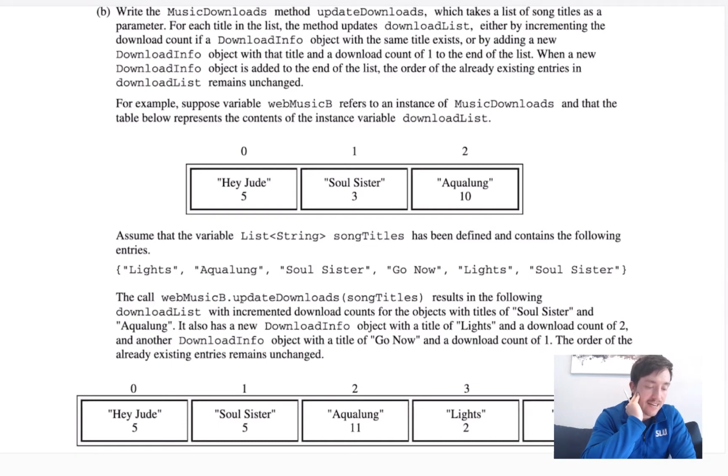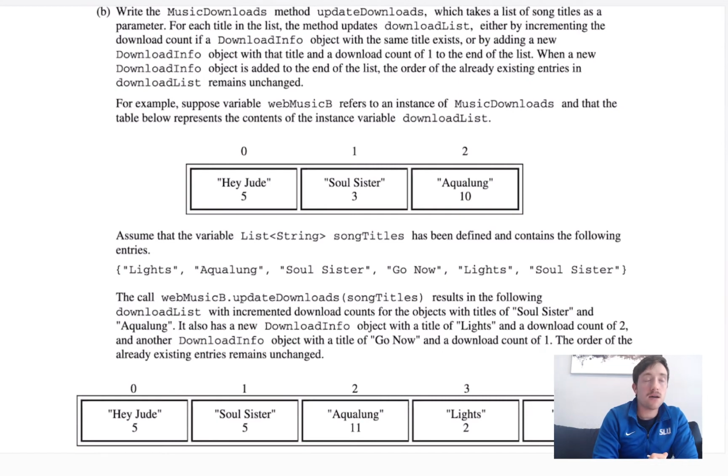count if a download info object exists. Otherwise, it is going to add that object to the list. When a new download info object is added to the end of the list, the order of the already existing list stays the same. So as you're reading these, you want to be thinking about what do I already know that they're going to be asking me about.